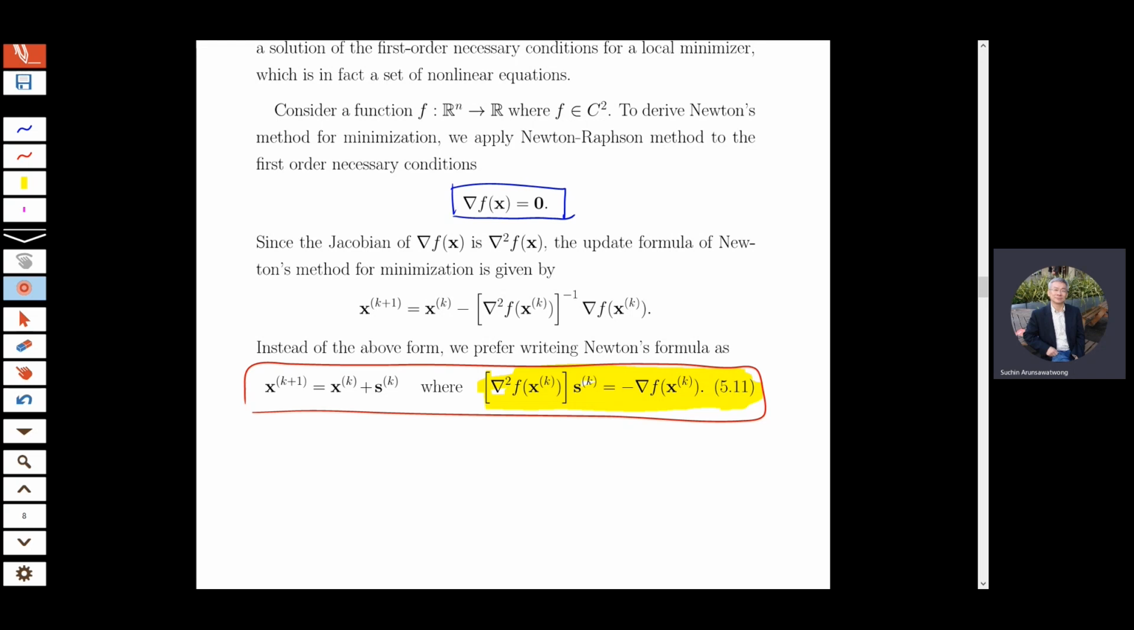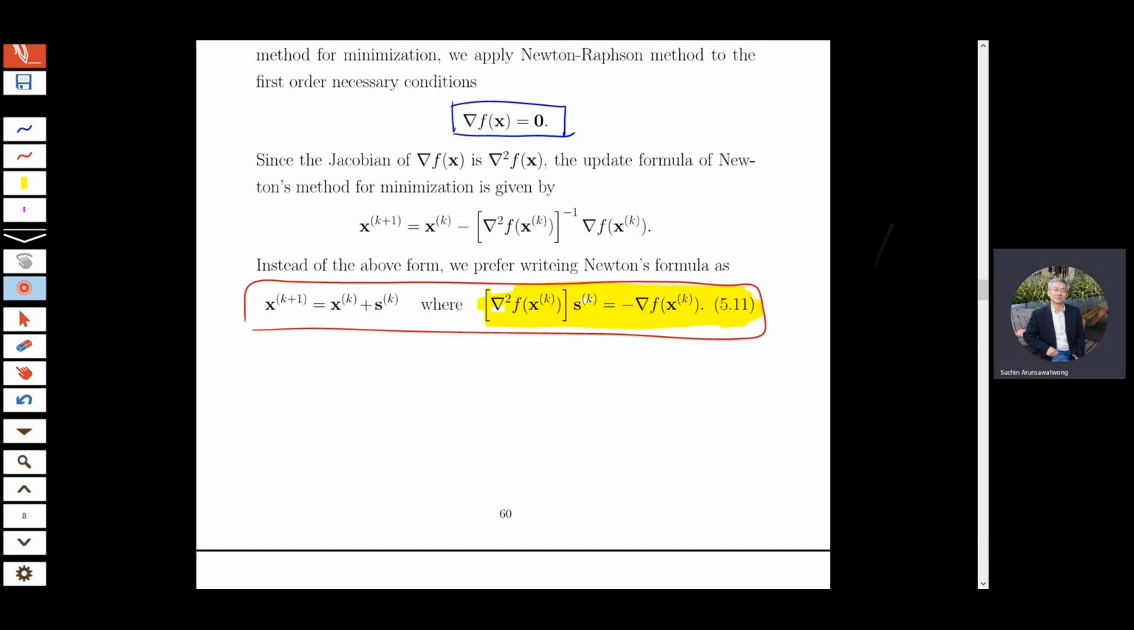Now you can see, when we use Newton-Raphson, sometimes it converges, sometimes it does not converge. So when we apply Newton-Raphson to the first order necessary condition, we have the same situation. It will be too optimistic to assume that the Newton-Raphson for minimization will always converge. This is not possible.